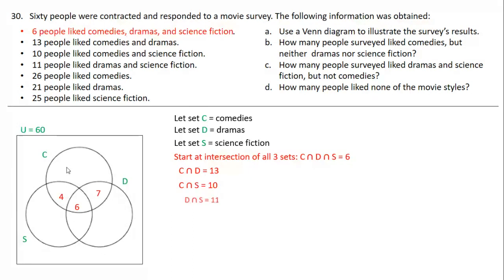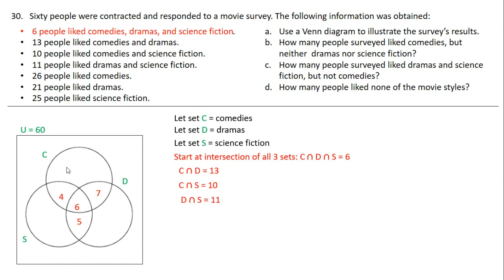All right, the next one. 11 people like dramas and science fiction. So this is the intersection of D and S. And where are we at? D and S. In D and S, I already have 6. I need to have 11. So right where that gap is, 5, right? So 6 plus 5 is 11.